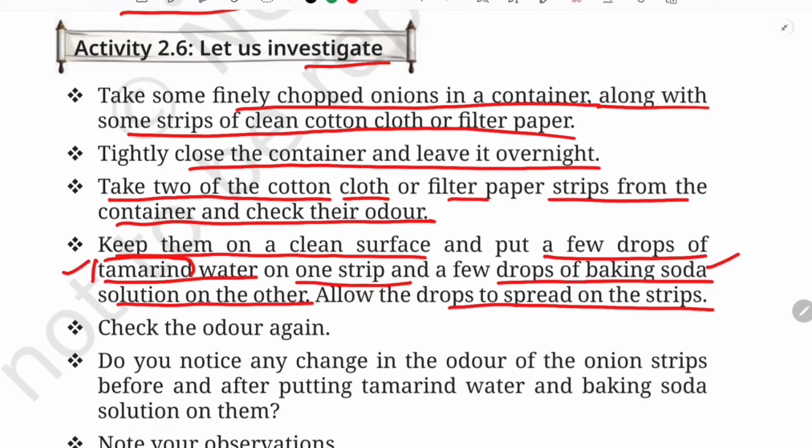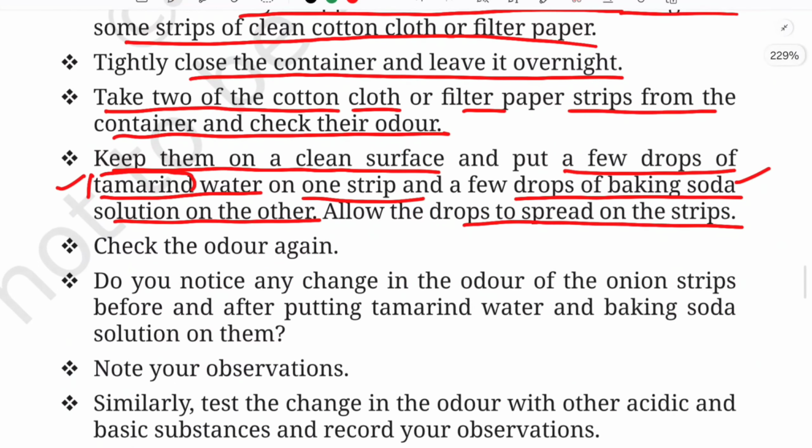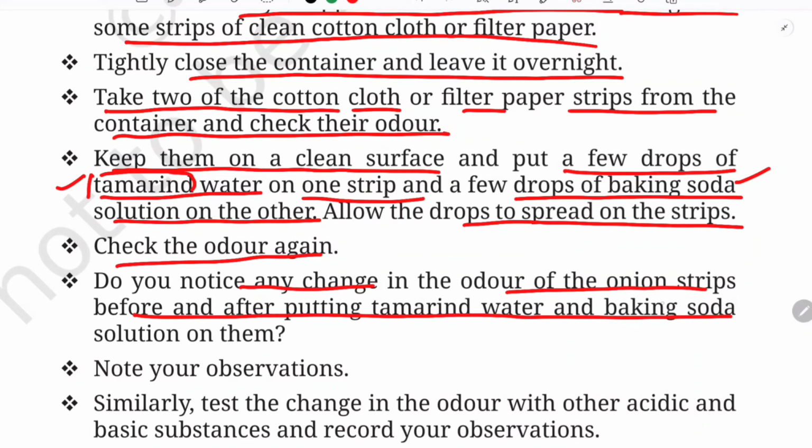So after putting some drops of tamarind water on one of the strips and a few drops of baking soda on the other, allow these drops to spread on the strips and check the odor. Now check the odor again. What changes will you find? Do you notice any change in the odor of the onion strips? Yes, we find, isn't it? Before and after putting tamarind water and baking soda solution on them, yes, there is a change.